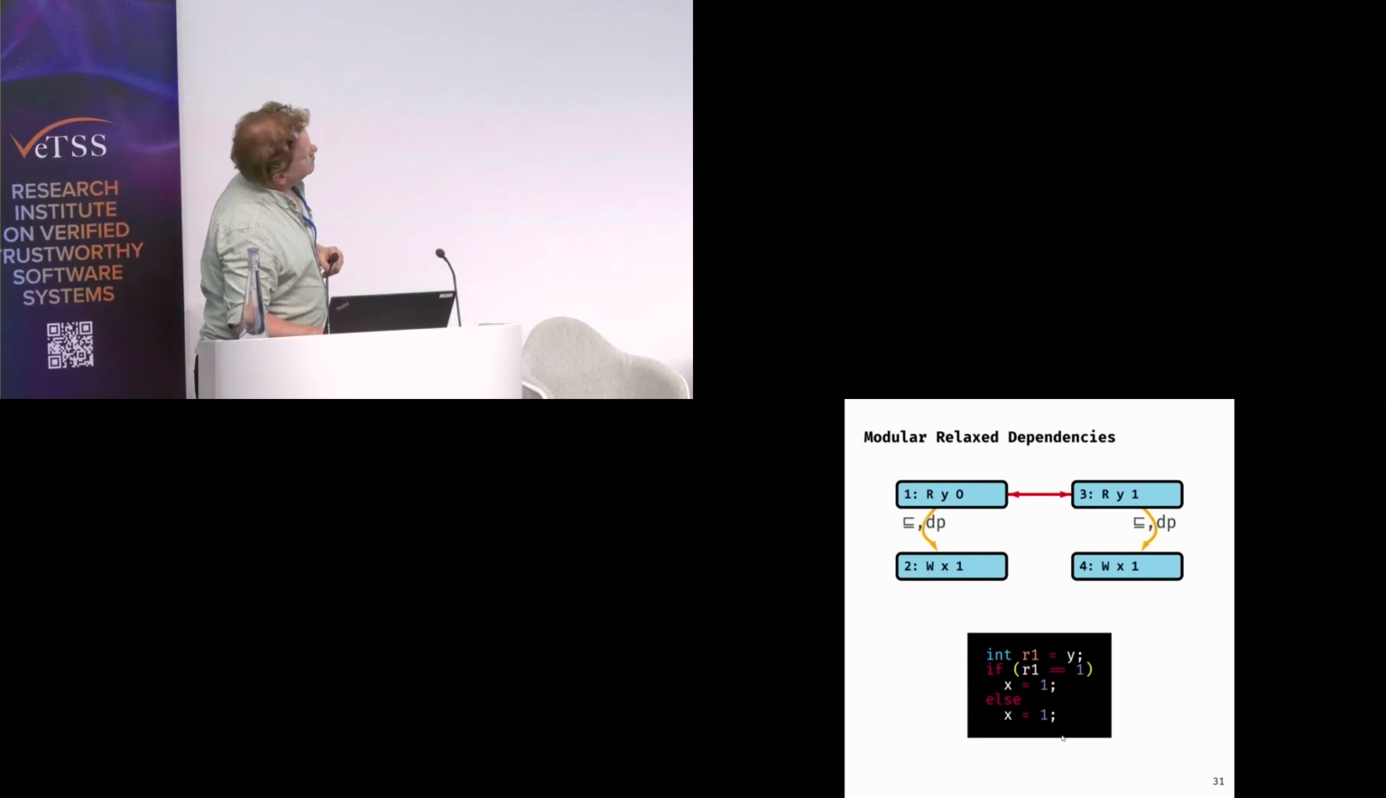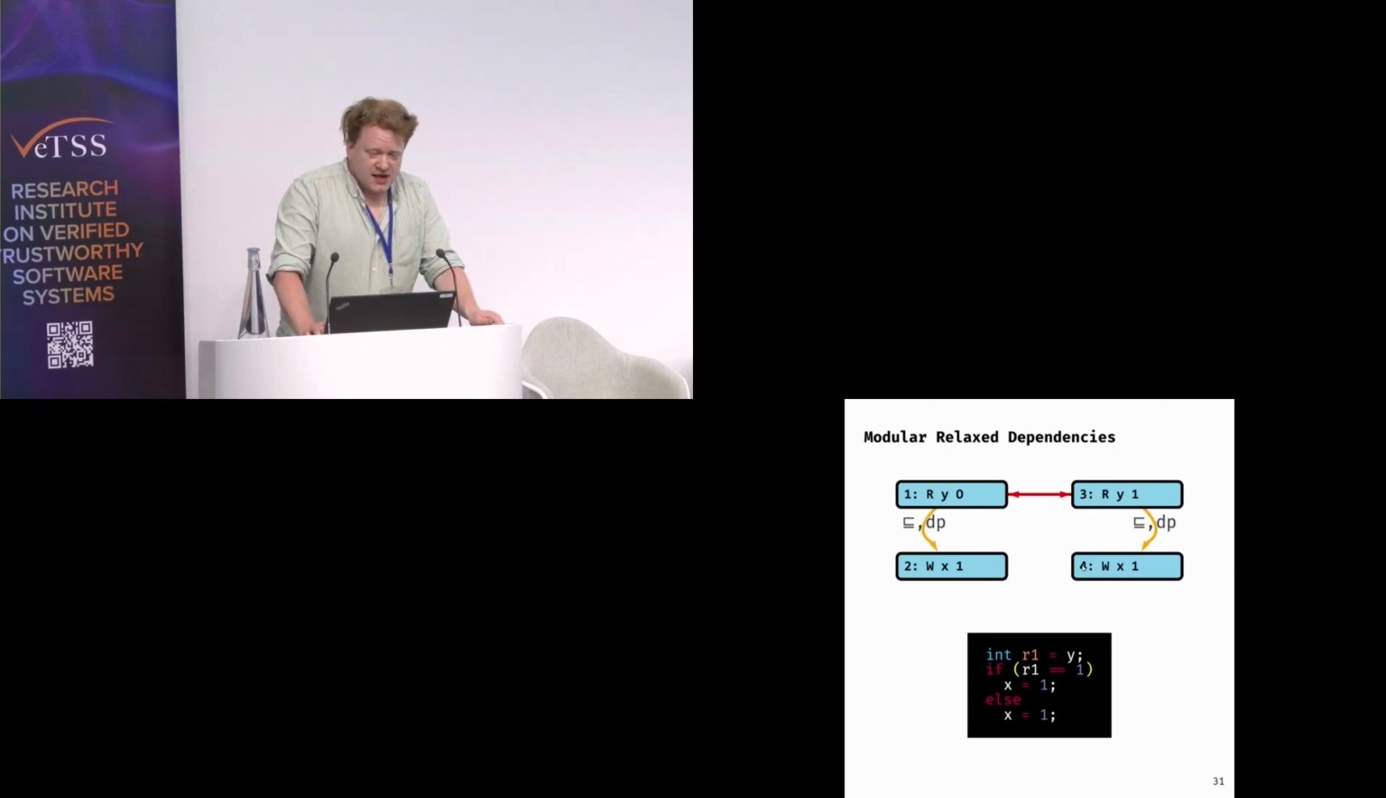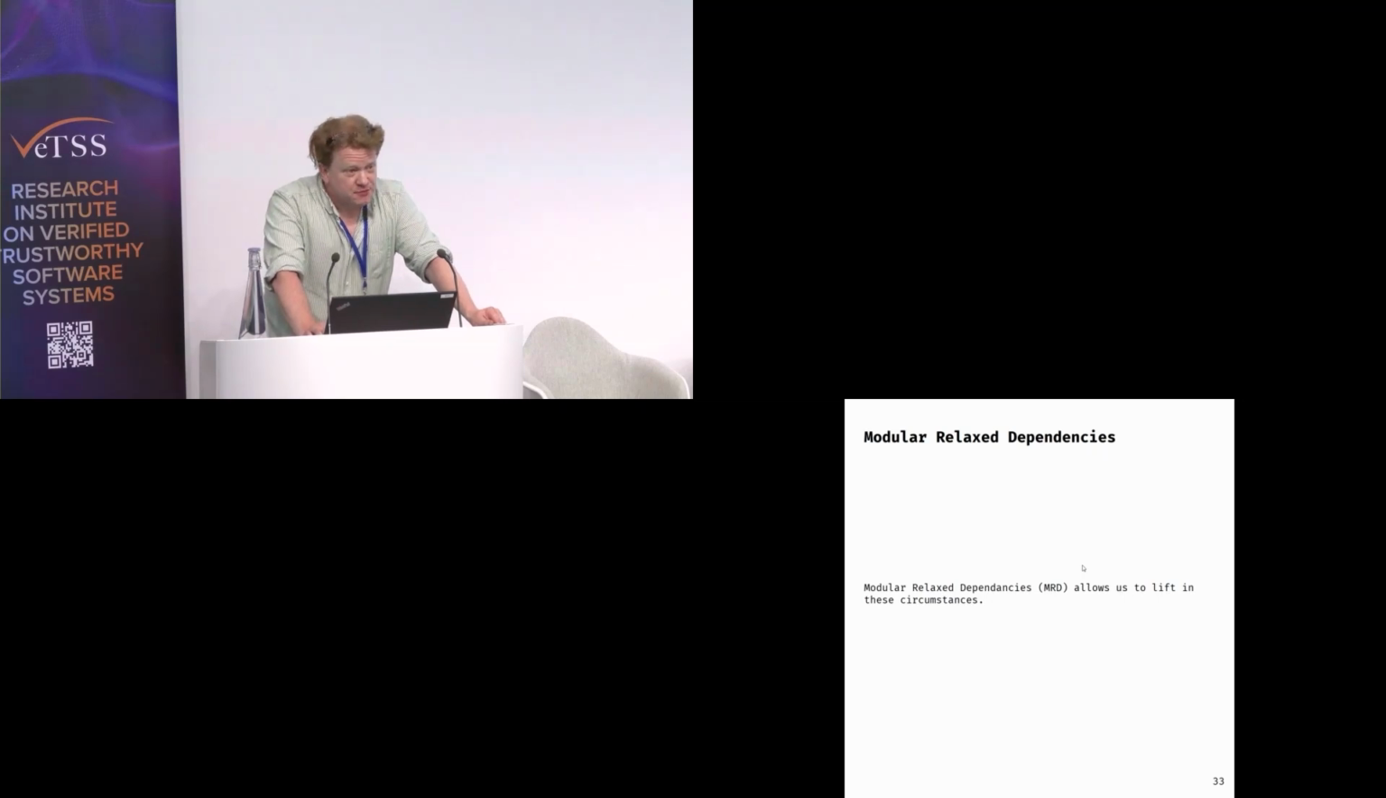In modular relaxed dependency, what we do is we spot this symmetry across the two conflicting reads. We spot that the write is done regardless. And in this case, we do something we call lifting, which is we remove the dependencies. So modular relaxed dependencies sort of captured some of these issues, but it didn't deal with undefined behavior, and it didn't deal with extrinsic choice, and it didn't deal with dynamic memory.